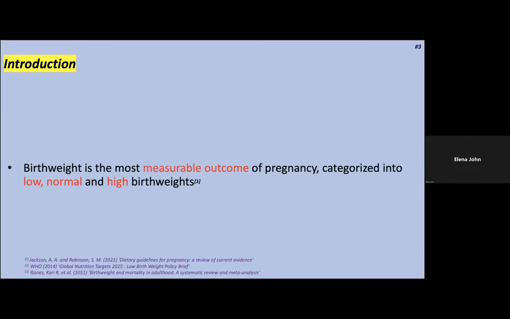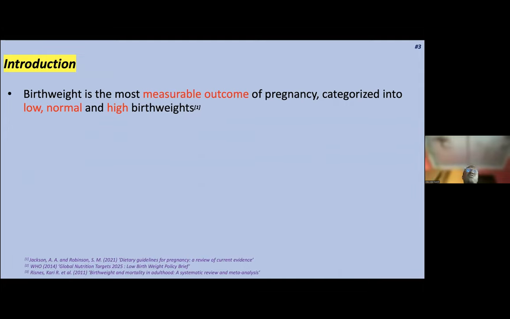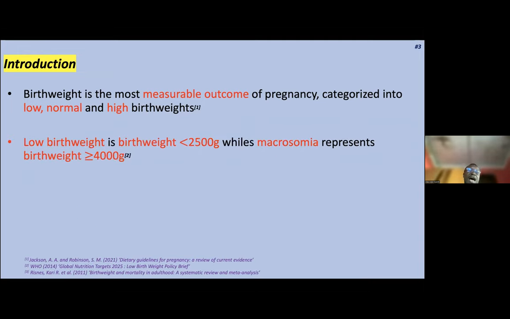By word of introduction, birth weight is one of the observable and measurable outcomes of pregnancy. Birth weight after birth is categorized into low birth weight, normal, and high birth weight. The low and high birth weight are usually called the abnormal birth weight. Low birth weight is birth weight which is less than 2,500 grams, while high birth weight, also called macrosomia, is birth weight greater or equal to 4,000 grams.